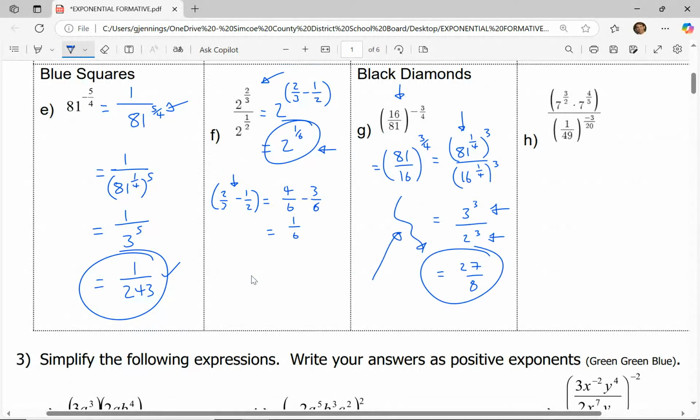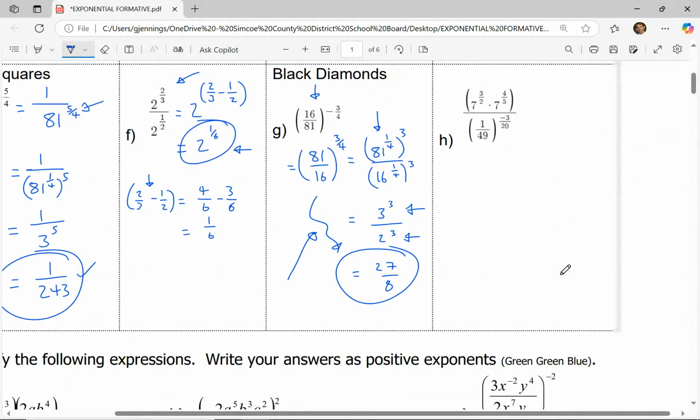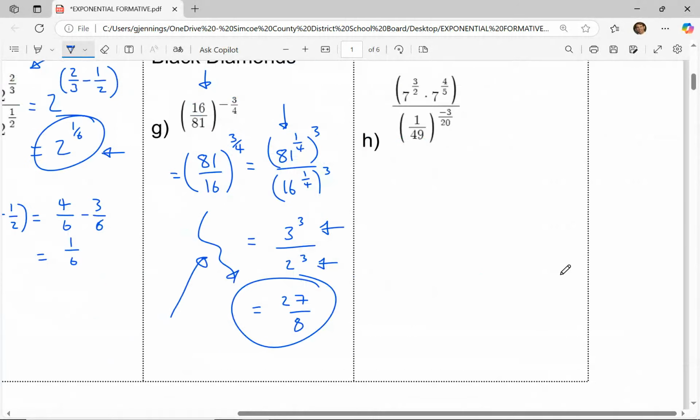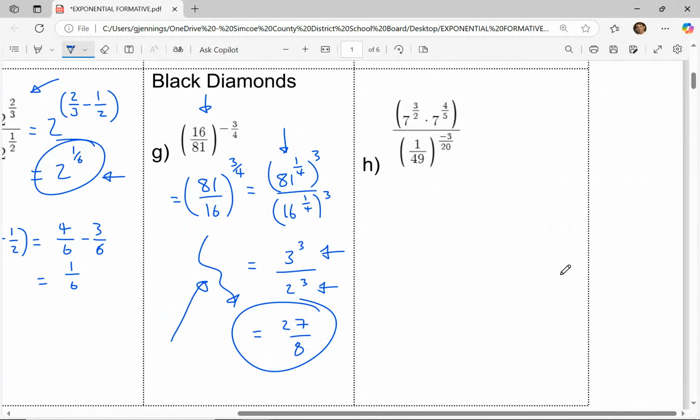Okay, let's look at this one over here. This one is quite clearly black diamond. So let's zoom in, get lots of space, and really make my computer lag for some reason. All right, on the top, we are going to have 7 to the power 3/2 plus 4/5. Oh my goodness, we have to add fractions. All right, divided by 1/49. Well, that's the same thing as 1/7 squared. Look at that, I can create a common base again, raised to the power -3/20.